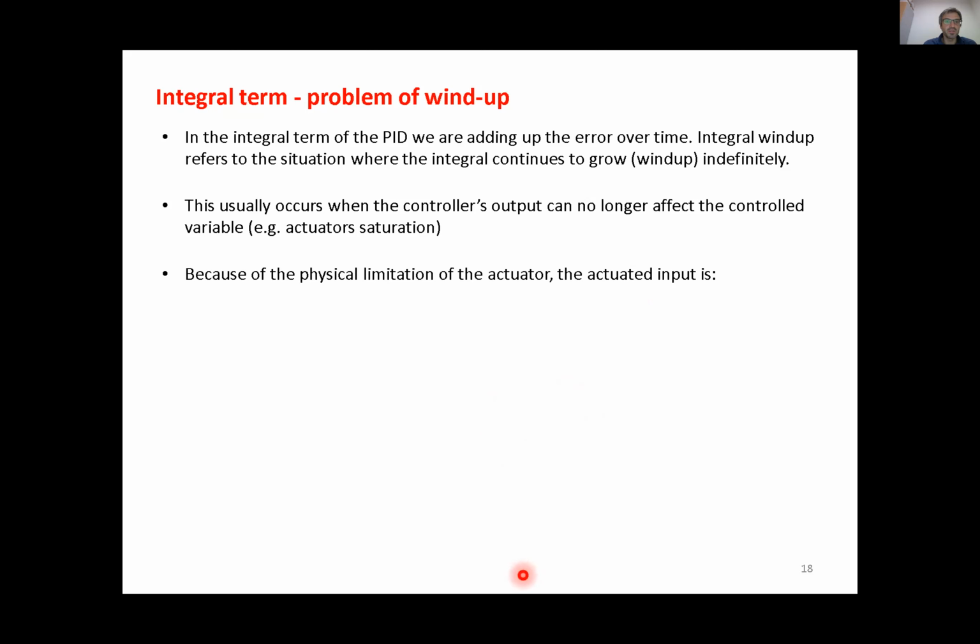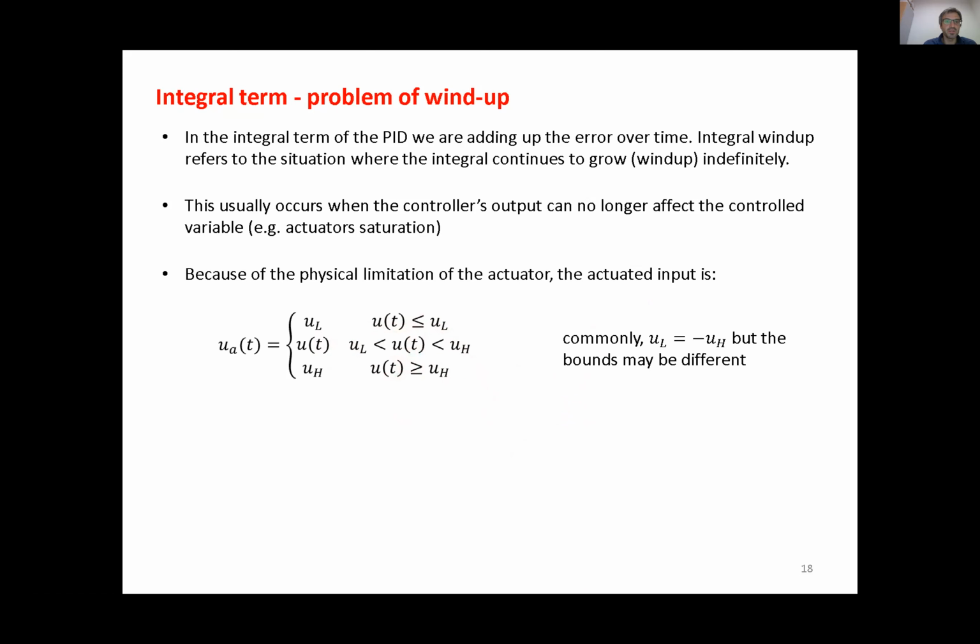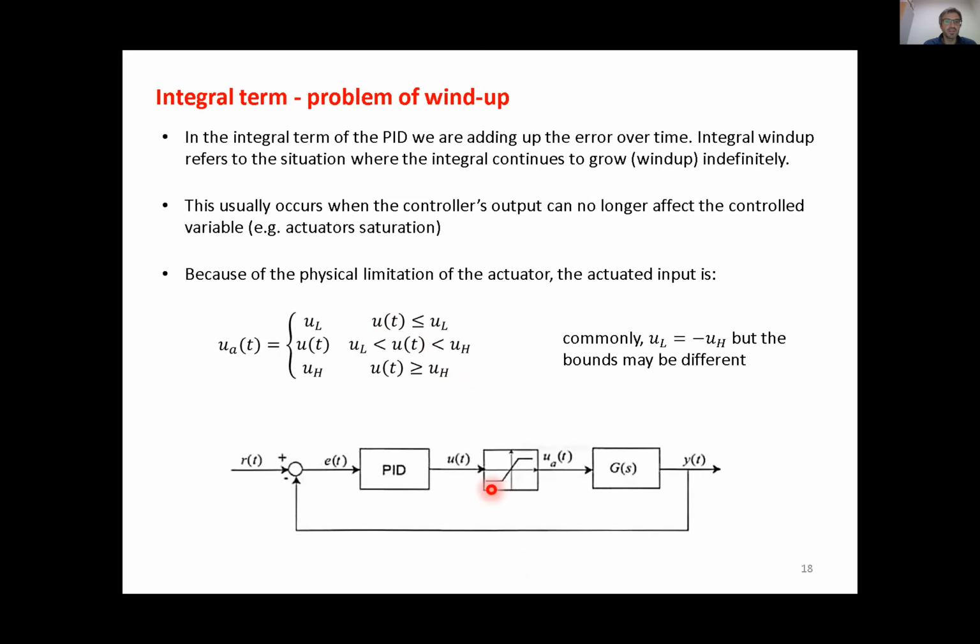And because of this physical limitation, the input is saturated to the maximum value, for example, of the voltage we can apply, or the minimum value of the voltage. And these bounds could be different, while inside, if the control variable is inside the maximum and minimum values, it's appropriately applied to the system. Whenever it gets lower than the minimum bound, it's saturated to the minimum bound, and greater than the higher bound, then it's saturated to the higher bound. And this saturation block is drawn this way.